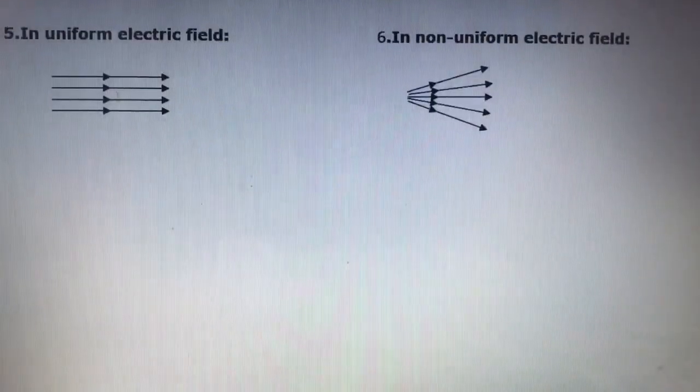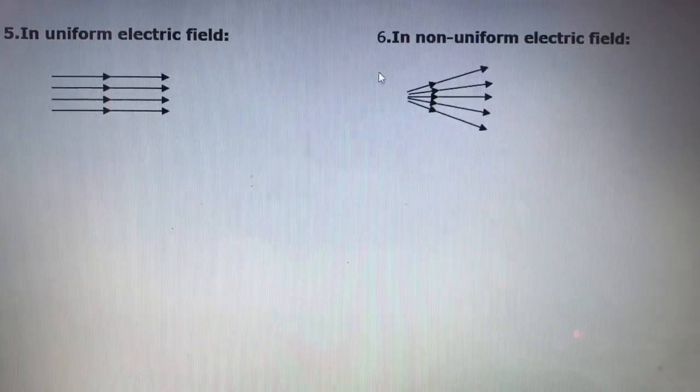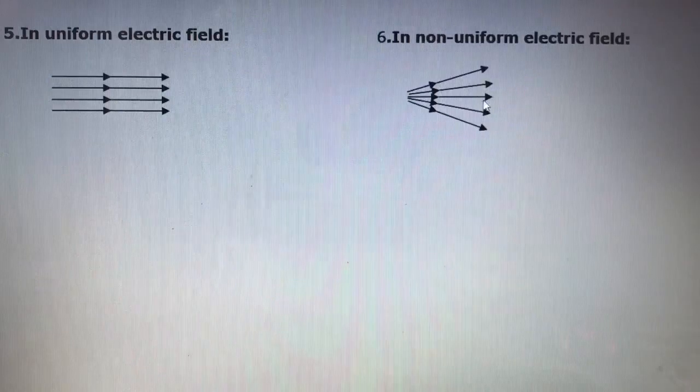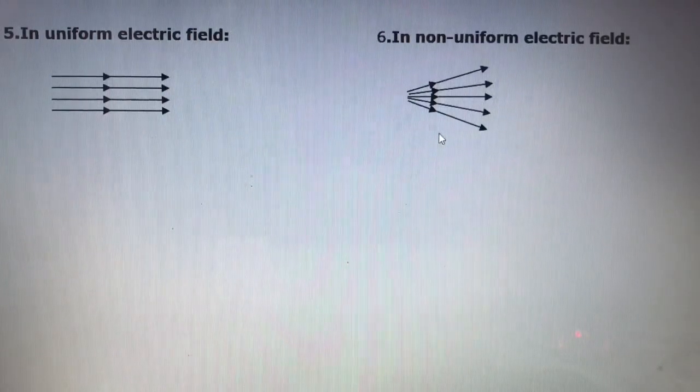In the fifth diagram, this is a uniform electric field. In a uniform electric field, the lines always move in a straight path, equidistant and parallel to one another. But in the case of a non-uniform electric field, in this region the electric field lines move in a curved path.